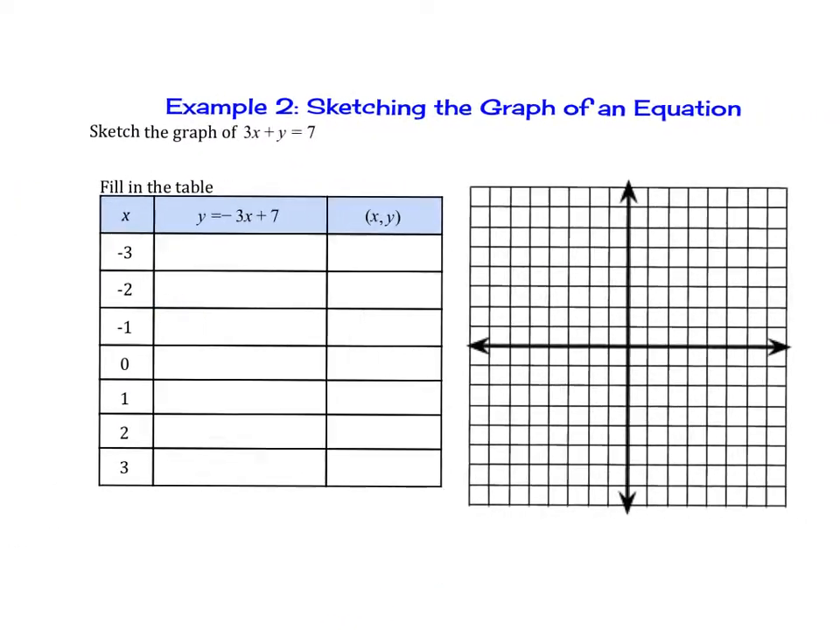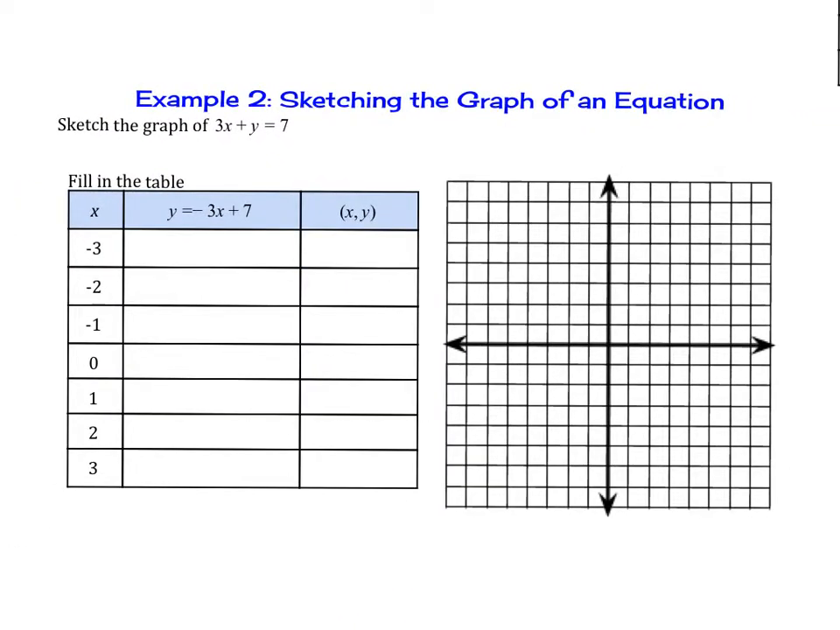So now let's try to sketch the graph of an equation. We have 3x plus y equals 7. So one way to do this is to plug in points. And so what we want to do is solve. So we have 3x plus y, and so let's just make it y equals -3x plus 7, right? And so that's what we have here.